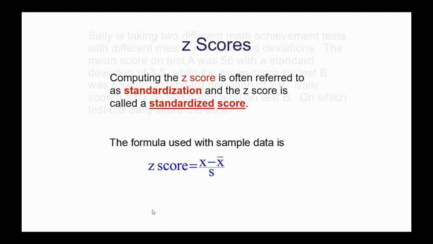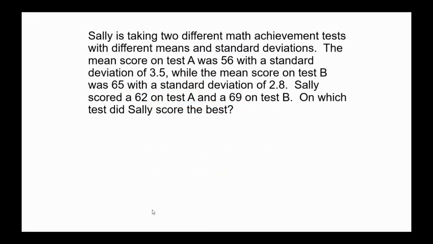Okay, let's look at an example. Sally is taking two different math achievement tests with different means and standard deviations. The mean score on test A was a 56 with a standard deviation of 3.5, while the mean score on test B was a 65 with a standard deviation of 2.8. Sally made a 62 on test A and a 69 on test B. Which test did she score the best on?